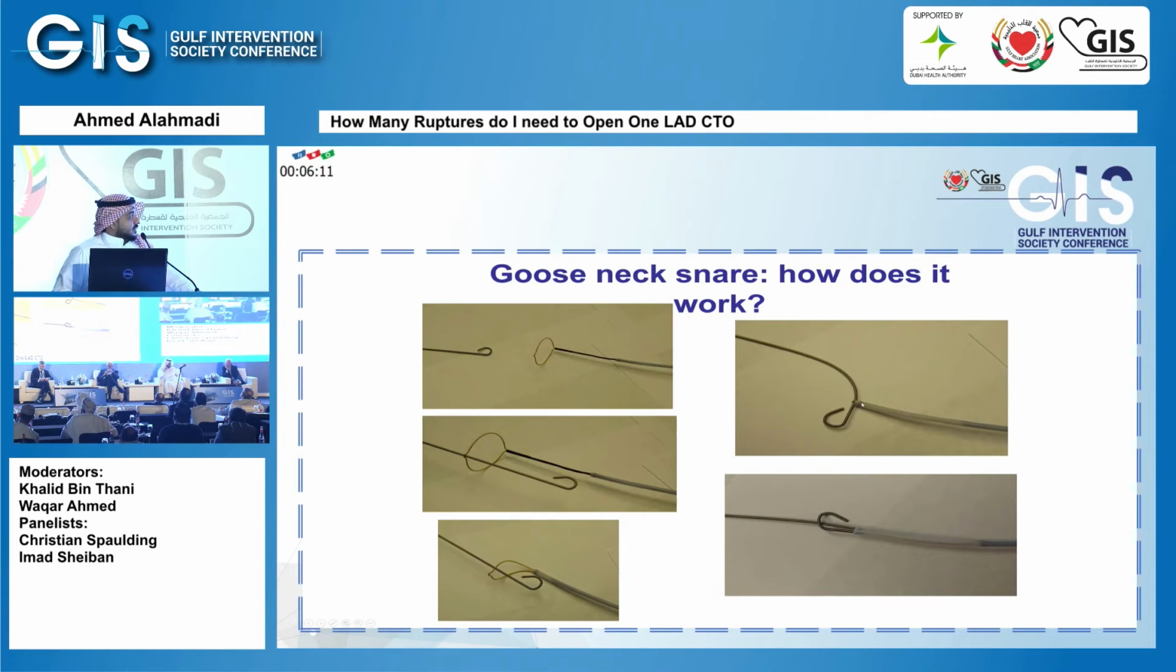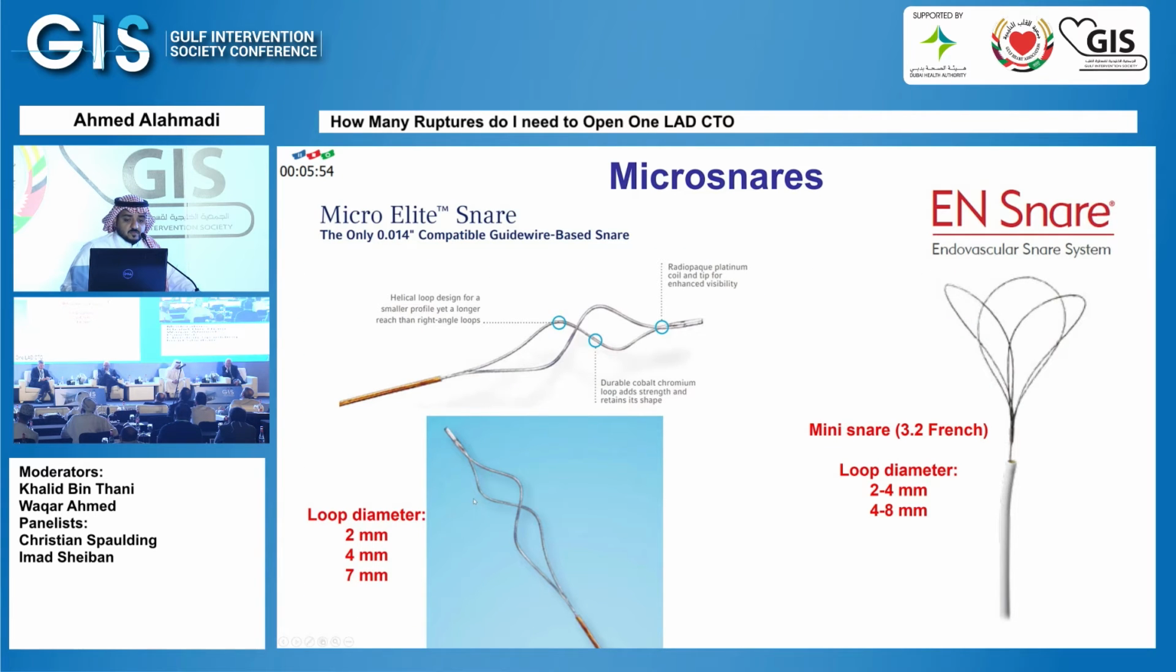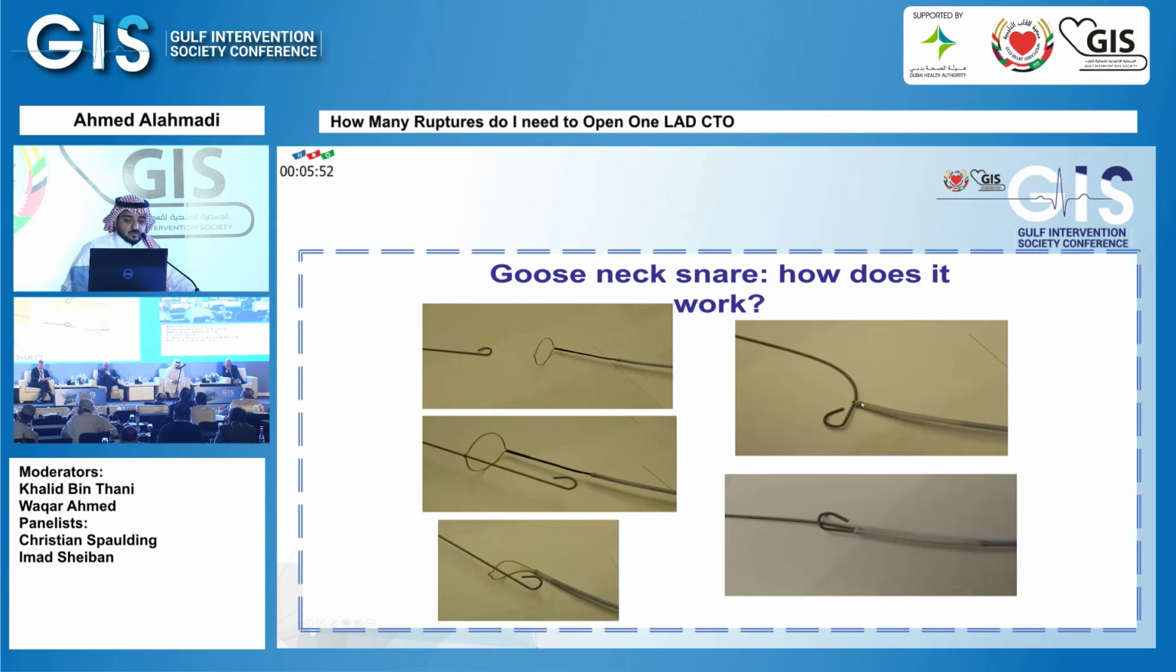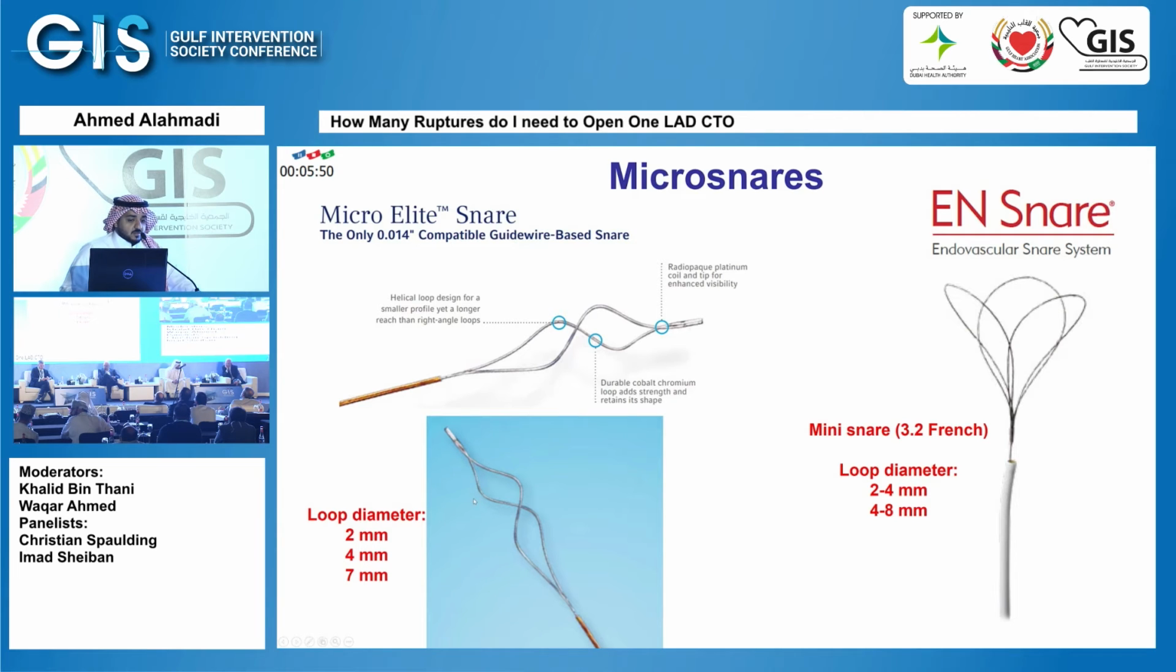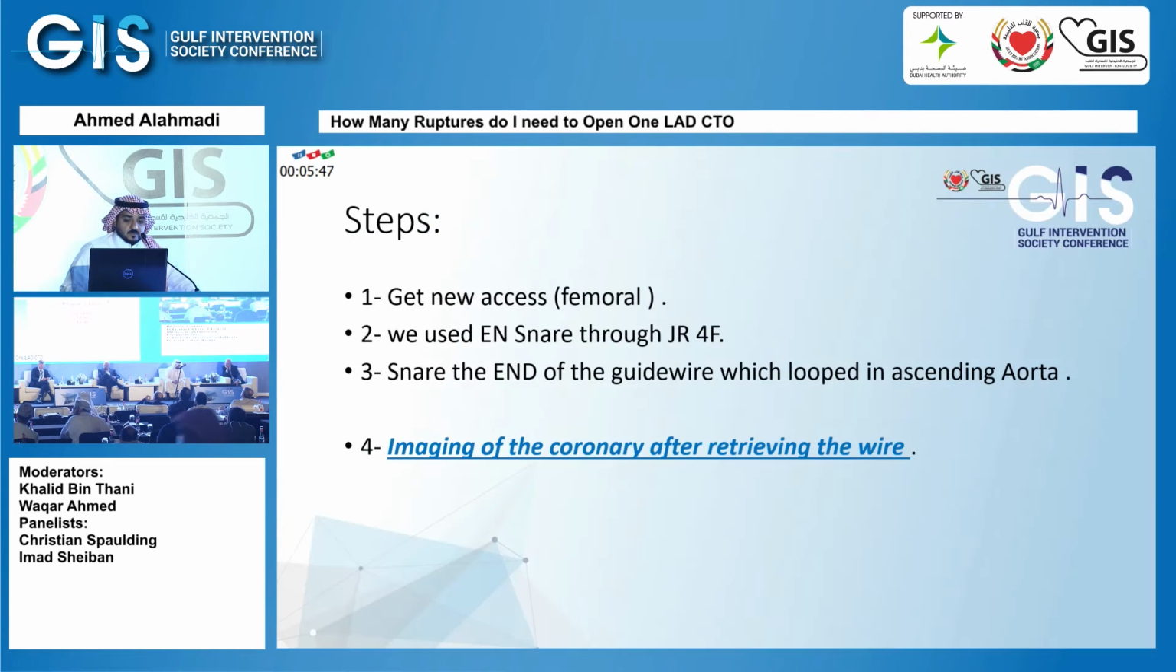So this is what we are doing. This is just how it works. This is a goose neck. We catch the end of the wire in the ascending aorta and try to snare it and take it back. This is the type of snare we have, the snare or goose neck. The other one, the microelite, I hadn't seen before.